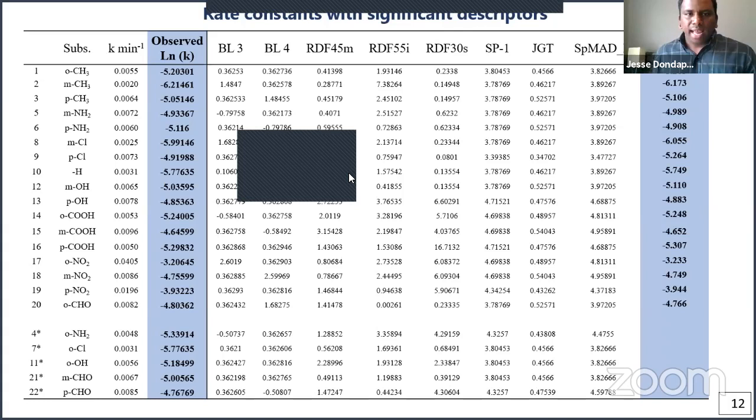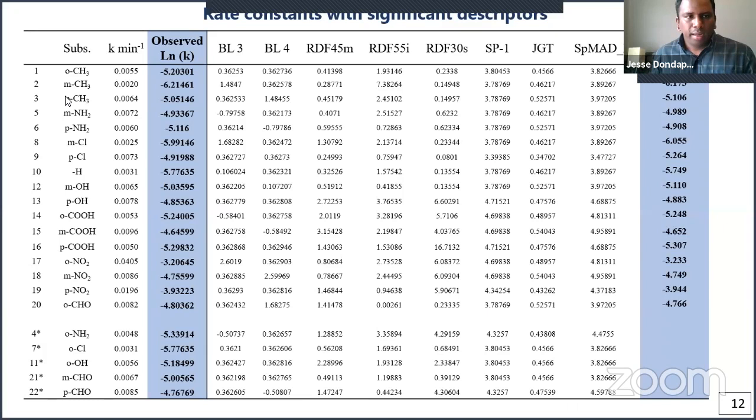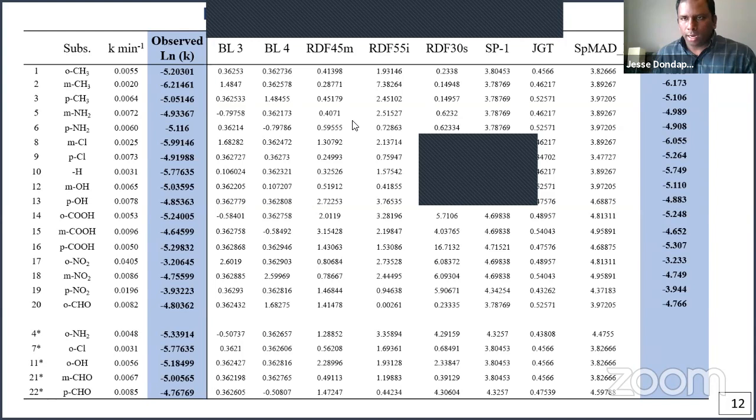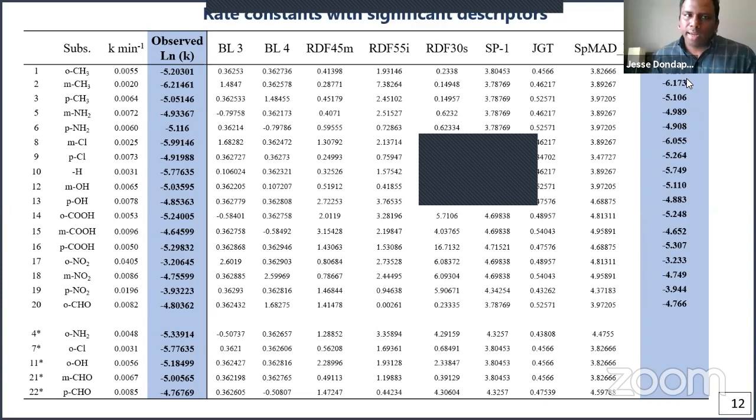Here is an example of a data set. This is a small data set where I have experimental data for a series of molecules with substituent moieties on a phenol at ortho and meta and para positions. And these are the BL3, BL4 to JGT and so on. These are all descriptors that are calculated by the software. And I want to find out the relationship between the experimental data and the semi-theoretical data. And once it forms a mathematical relationship, it gives a predicted value, which is basically the experimental data. So it has to match the experimental data.